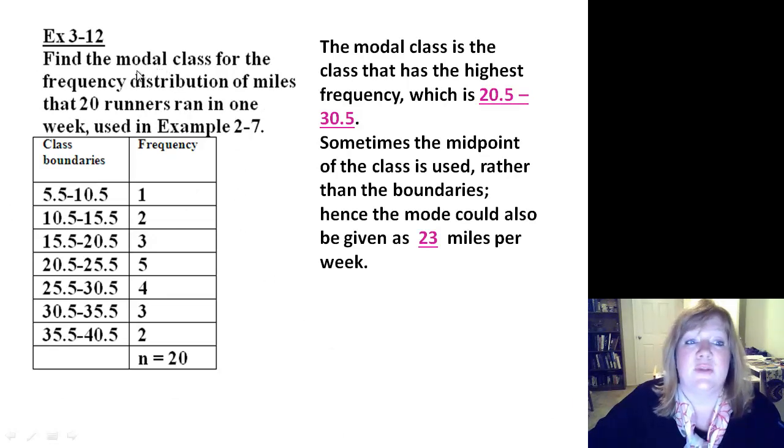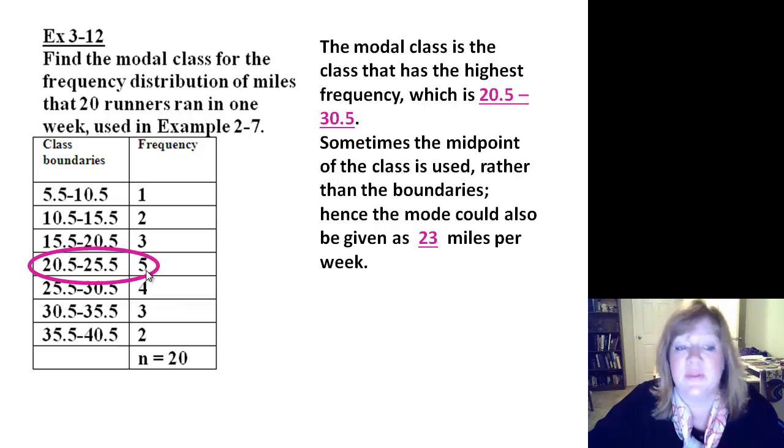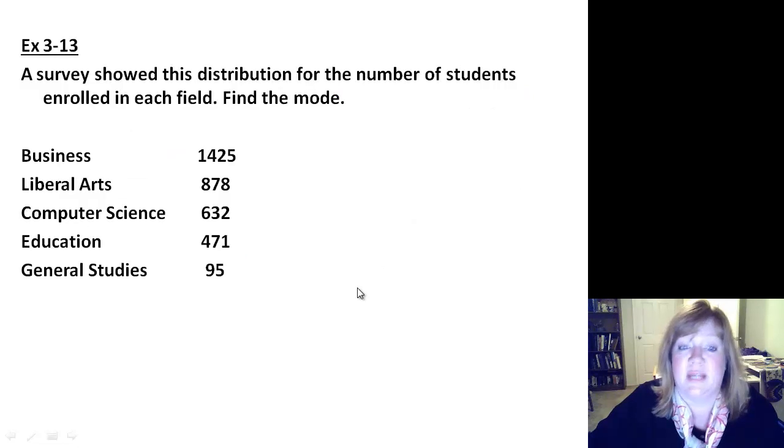Looking at this one, find the modal class for the frequency distribution of miles that 20 runners ran in 1 week. If I look at the frequency, this one right here is 5. That's got the greatest frequency, so that's the modal class. The modal class is the class with the highest frequency, which is 20.5 to 30.5. Sometimes the midpoint of the class can be used rather than boundaries, hence the mode could also be given as 23 miles per week.